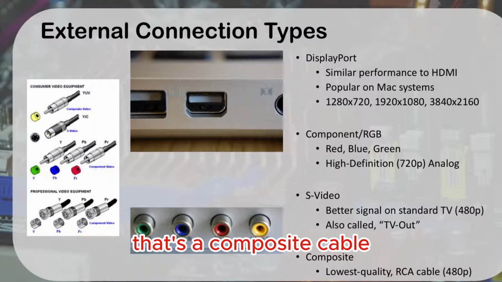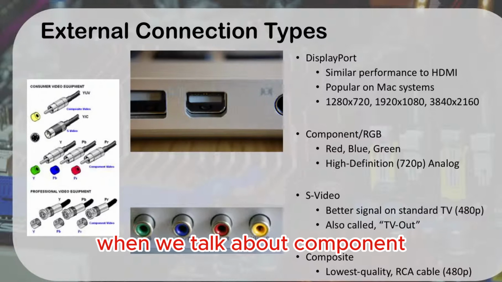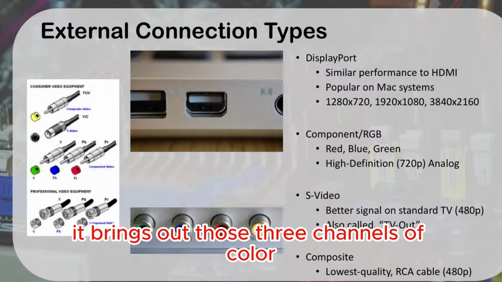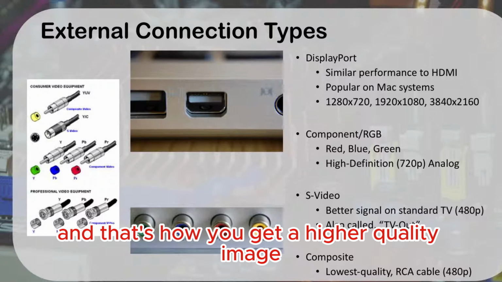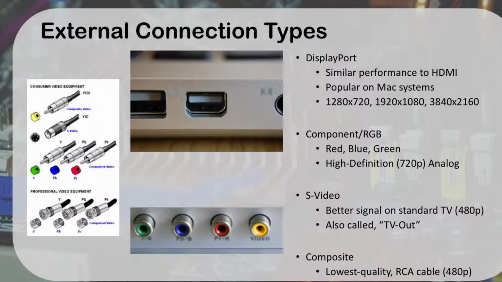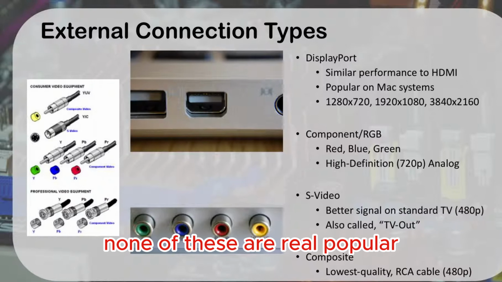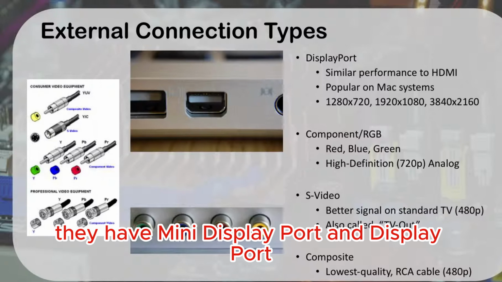That's a composite cable. The reason it's called composite is because all the video signal is composed onto one single cable. When we talk about component, it actually is broken out into red, blue, and green. It brings out those 3 channels of color. So you have 3 cables making up the signal. And that's how you get a higher quality image, because you have 3 cables to carry the load. Again, for most computers nowadays, none of these are real popular with the exception of DisplayPort. On the Macintoshes, you'll see those very frequently. They have mini DisplayPort and DisplayPort.